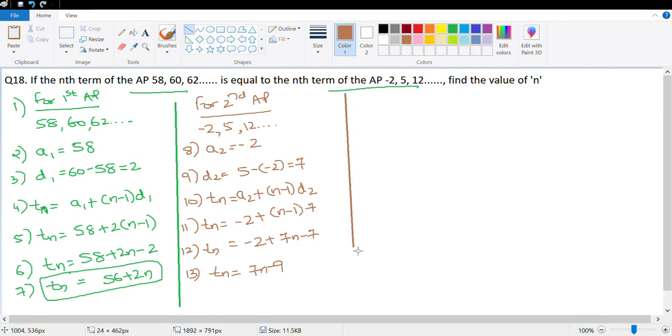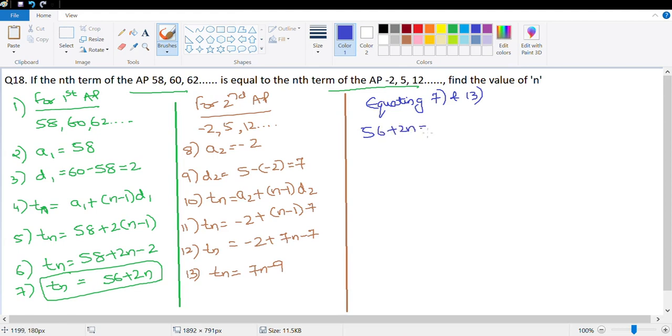Now, since the nth terms are equal, we can equate both of them. So equating the two expressions, what we get is 56 plus 2n is equal to 7n minus 9. So that's 56 plus 9 is equal to 7n minus 2n. 56 plus 9, that's 65, is equal to 7n minus 2n, that's 5n. Therefore, n is equal to 65 upon 5. Therefore, n is equal to 13.